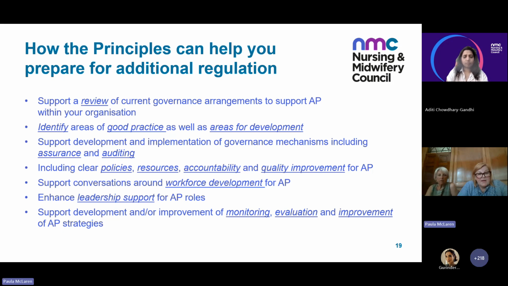So developing, updating your governance mechanisms and processes. So thinking about assurance and auditing and reporting, as we said earlier, and also supporting conversations around workforce development for advanced practice. So thinking about growing that workforce and how these principles from us as a professional regulator can support those conversations. And also thinking about the leadership role, how we enhance leadership support for advanced practice roles where care is delivered.